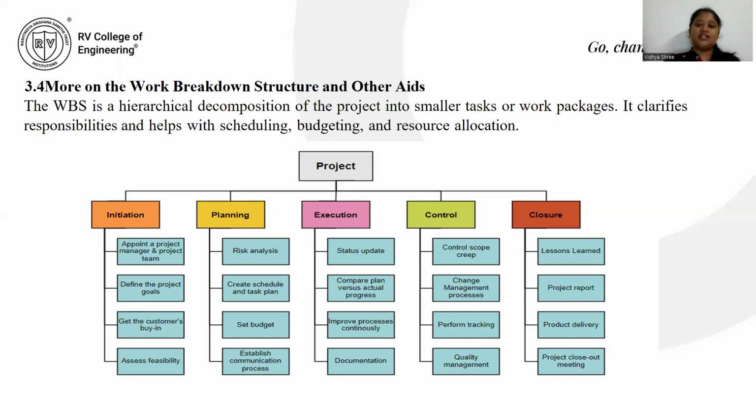In the initiation stage, it includes appointing a project manager and project team, defining the project goals, getting the customer's buy-in, and assessing the feasibility. In the planning stage, it involves risk analysis, creating a schedule and task plan, setting the budget, and establishing the communication processes. In the execution stage, it updates the status, compares the plan versus actual progress, and improves the processes continuously and documentation.